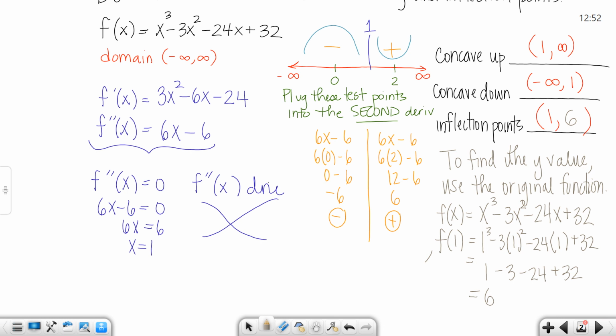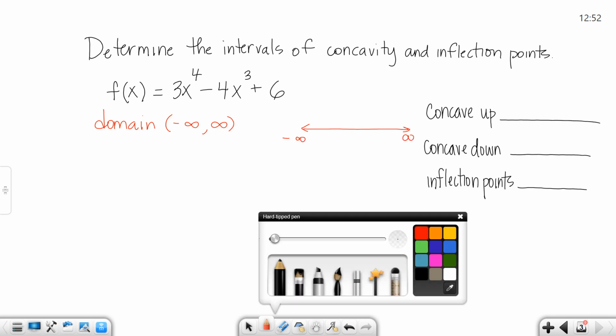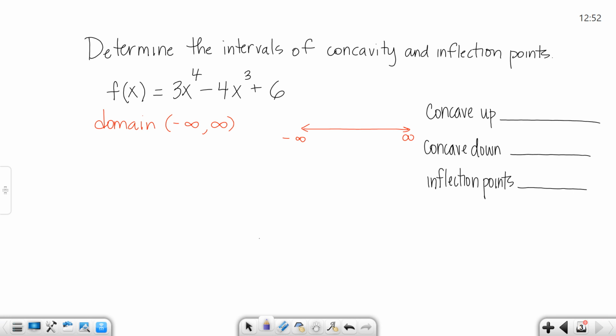Okay, let's go ahead and knock out the second one. I asked you to determine the intervals of concavity and inflection points for this particular one. It is a polynomial, so your domain is all real numbers. We'll go ahead and put that on our number line. I know that concavity is my second derivative. So we have to start somewhere, so we'll start with the first. Okay, then we'll take the second derivative.